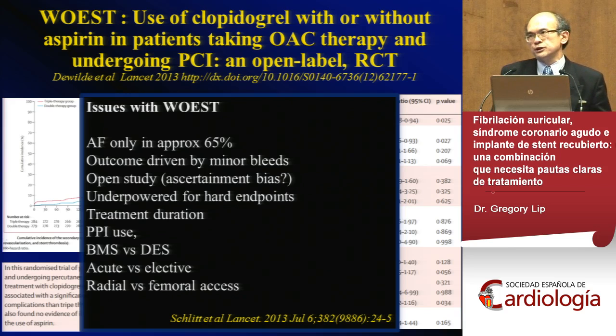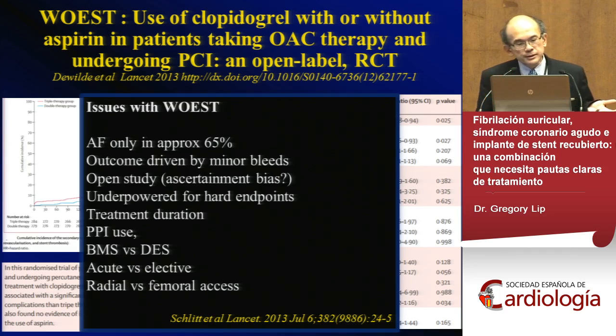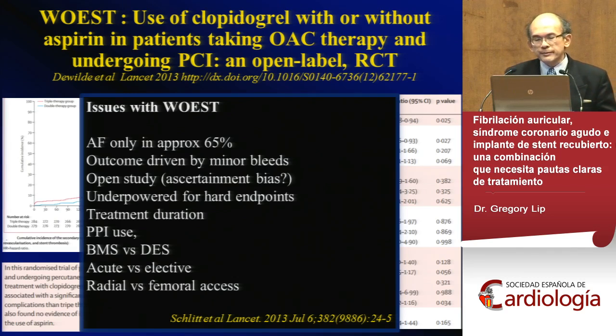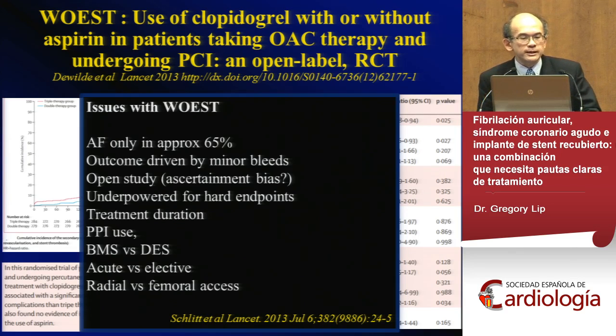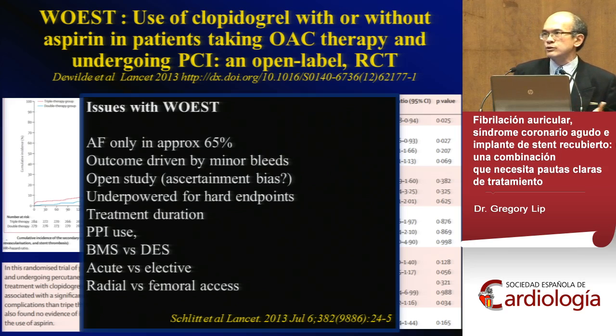Treatment duration is an issue because in yours and my clinical practice, very rarely do I continue triple therapy continuously for 12 months. There was variable use of PPIs, proton pump inhibitors, and of bare metal stents versus drug-eluting stents. Some of the patients were acute, some were elective. There was also a combination of radial and femoral approaches used in the trial. It's pitched as a real-world trial, but at the very least, I would just suggest this is a hypothesis-generating study.